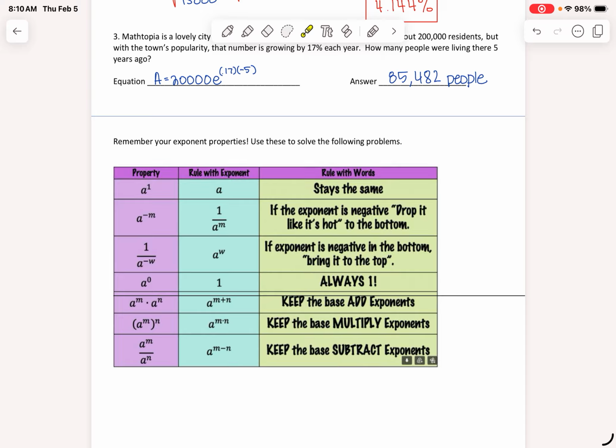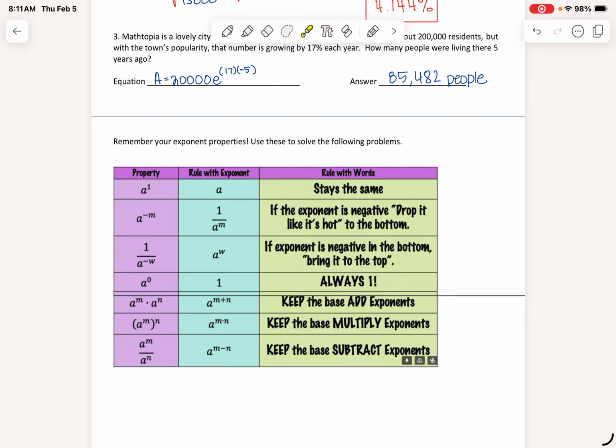Likewise, if you have a negative exponent in the denominator, so if you have 1 over a to the negative w, you can bring it to the top. So that's a to the w. Anything to the 0 power is 1. If you have the same base, so a times a, and they have exponents on them, you can keep the base and add the exponents. So a to the m times a to the n is a to the m plus n.